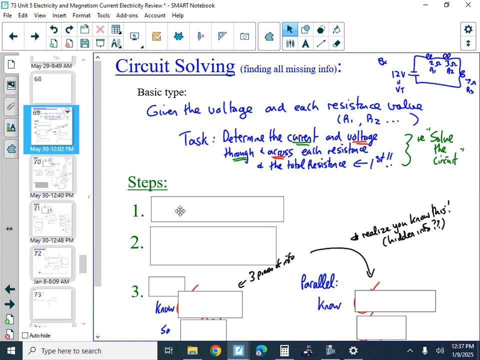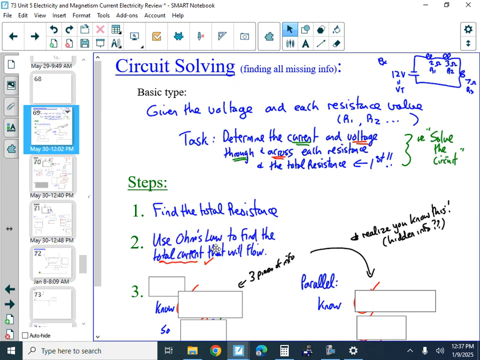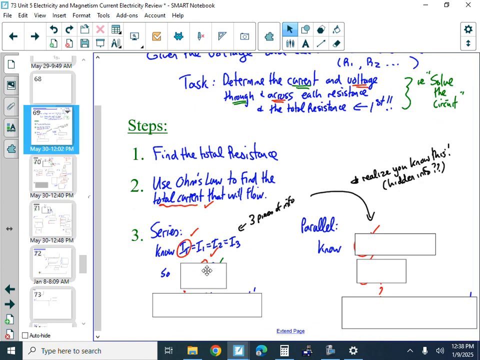So your first step is going to be to determine the total resistance, which in this case is easy, just add them all up, right? Once you have the total resistance, you can use Ohm's law to get the total current that will flow. And then, in this case, once you have the total current flowing, you have current that goes through this resistor. That allows you to solve for the voltage drop. So in series, the total current's the same everywhere. And that V equals IR. And so you're able to solve for voltages across each.